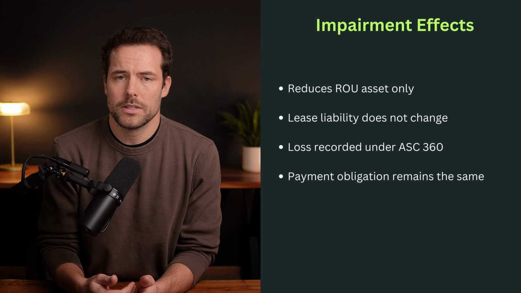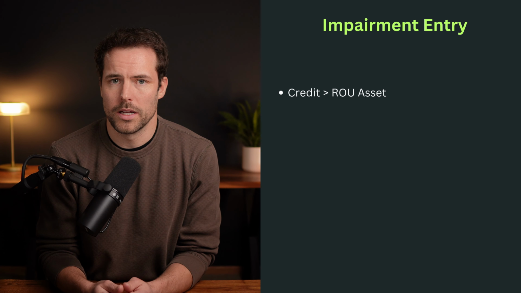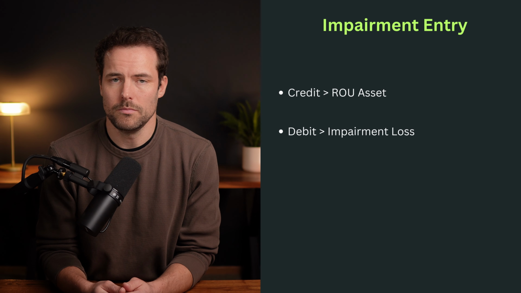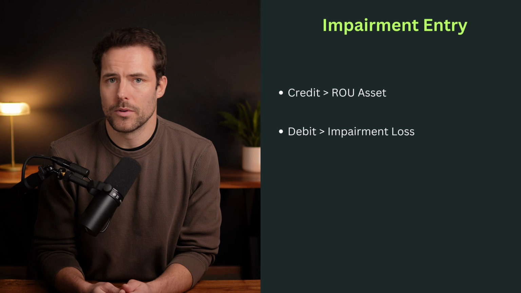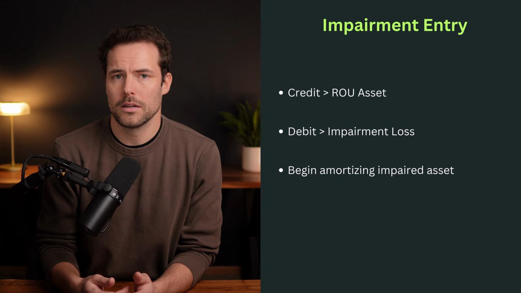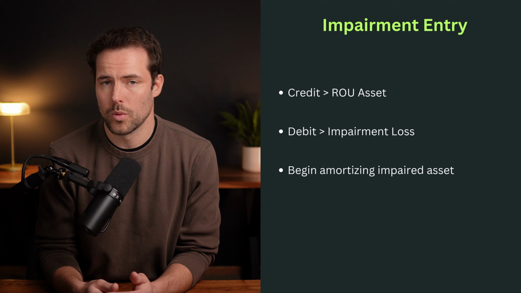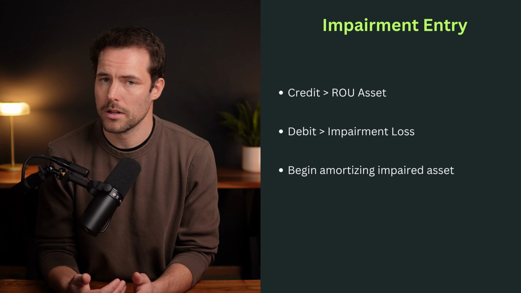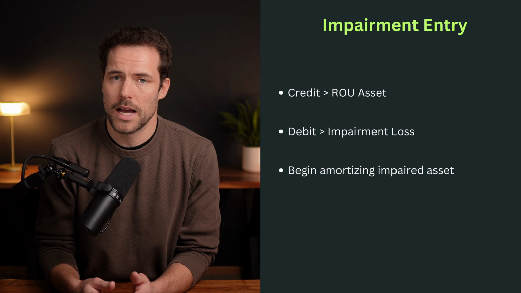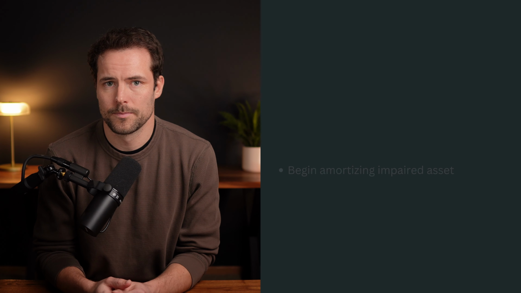So if an impairment is recognized, we'll re-record the right-of-use asset at its impaired value under ASC 360. The entry is a credit to the right-of-use asset and a debit to impairment loss on the P&L. After that, ASC 842 requires us to amortize the impaired right-of-use asset in accordance with paragraph 842.20.25.7 for an operating lease, or paragraph 842.20.35.7 for a finance lease.